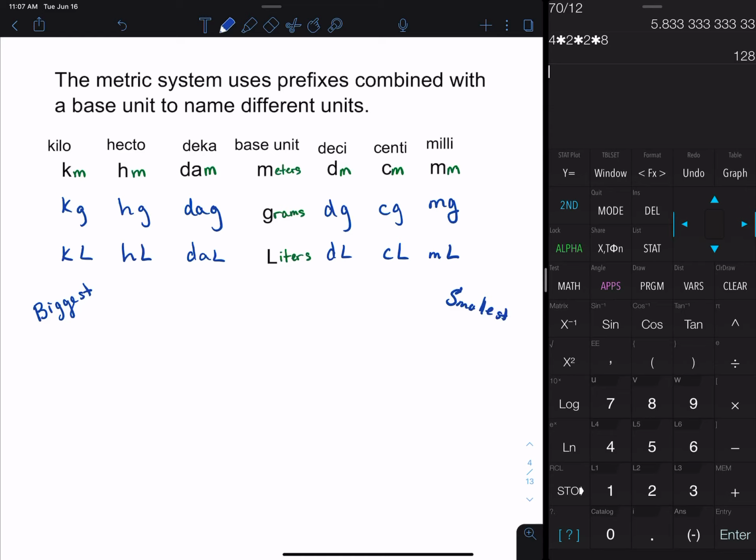And if you want help remembering this, I use the saying, King Henry died Monday drinking chocolate milk. And when I use this Monday, I know that it's standing for meters, but it could also be grams or liters. The other thing I want to warn you to be careful of is don't get deca and deci mixed up because they both start with the D's. Remember that deca has that A in its prefix.